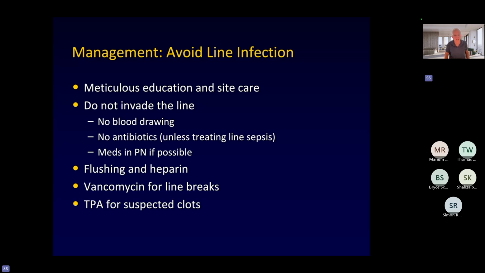Flushing the line and the use of heparin may help. Vancomycin for any breaks in the line expectantly to prevent infection. And if we want to use TPA for suspected clots, obviously, that is something that can be used successfully.